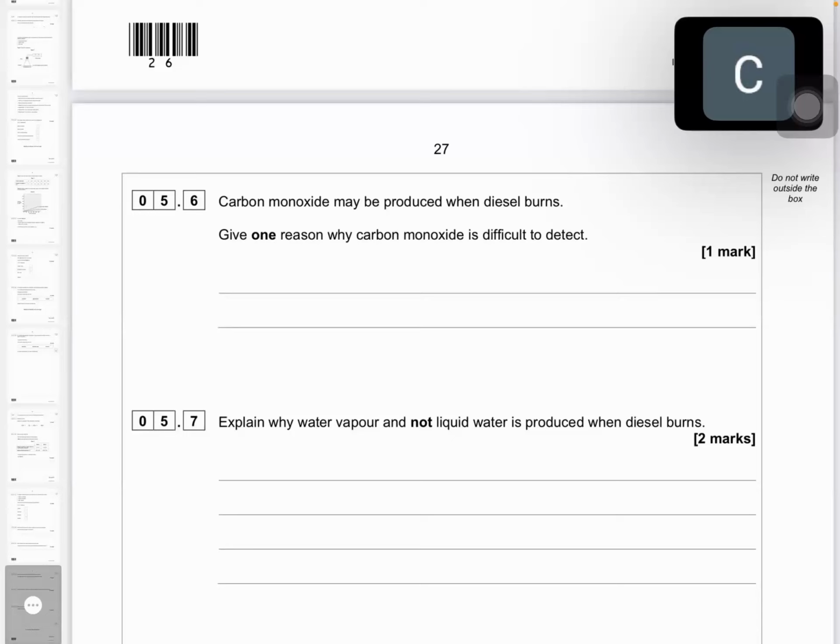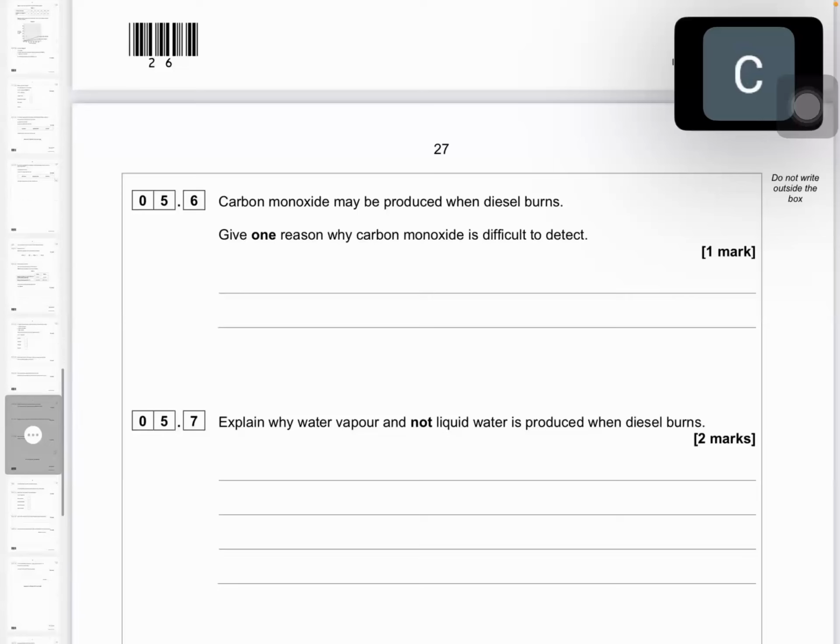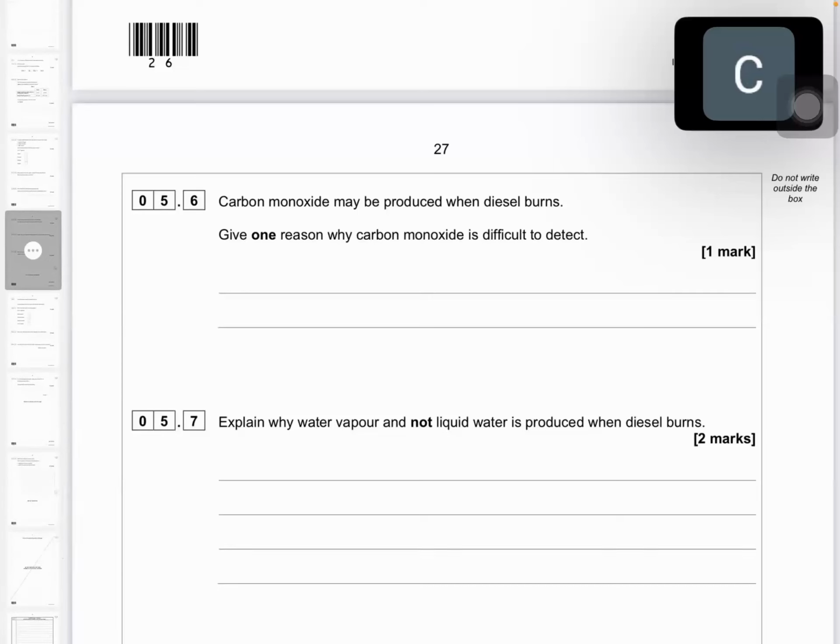It says colorless or odorless. Yes. Okay. It's colorless and it's odorless. Okay. Is that all it says? Yes. Okay. So now let us look at it. These are the physical properties, right?